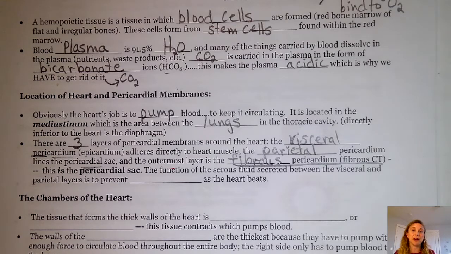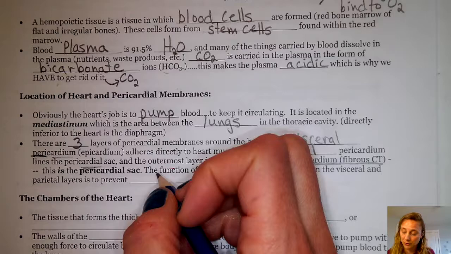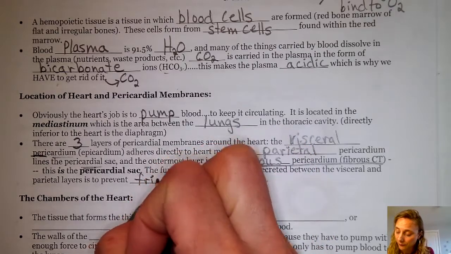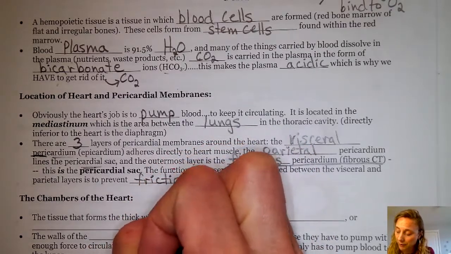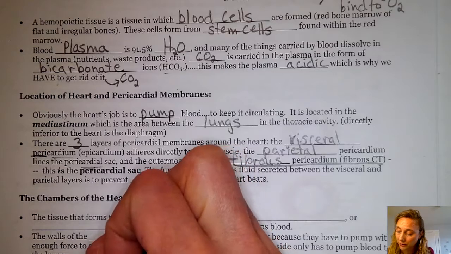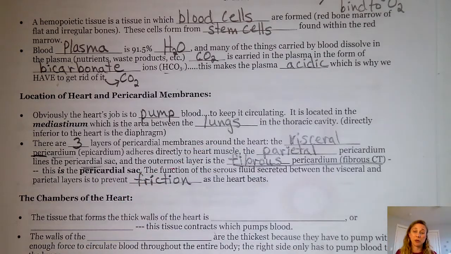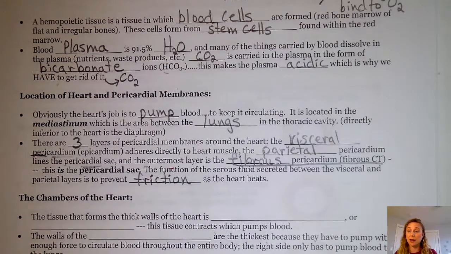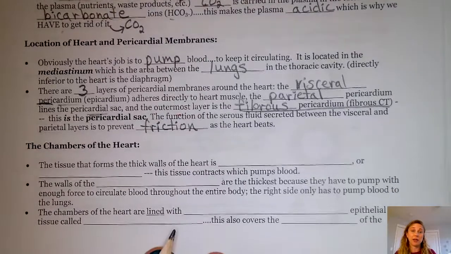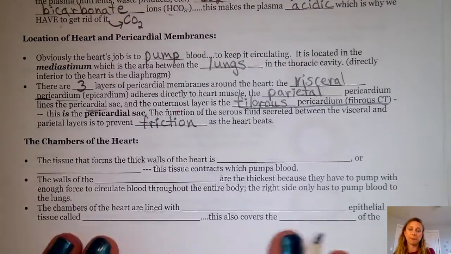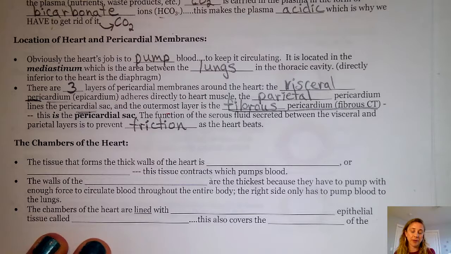The function of this is that you can have serous fluid between the visceral and the parietal layers, and that's to prevent friction as the heart beats. Sometimes you get pain in the heart, which is called angina, because it's just pain and it's not really related to a heart attack. It's possibly caused by dehydration. You're not getting enough serous fluid in that sac, and the heart's kind of rubbing around the tissues around it. Okay.